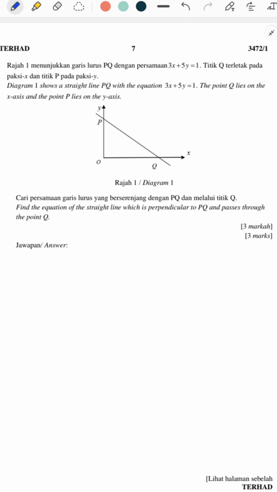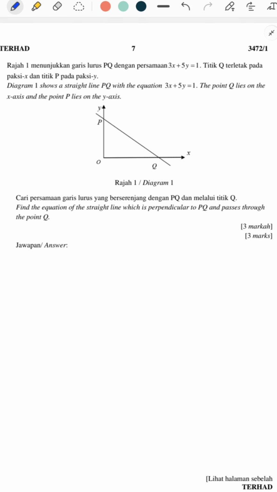Alright guys, so let's try one at maths. Question: Diagram 1 shows a straight line PQ with the equation 3x + 5y = 1. The point Q lies on the x-axis and the point P lies on the y-axis. Find the equation of the straight line which is perpendicular to PQ and passes through the point Q.